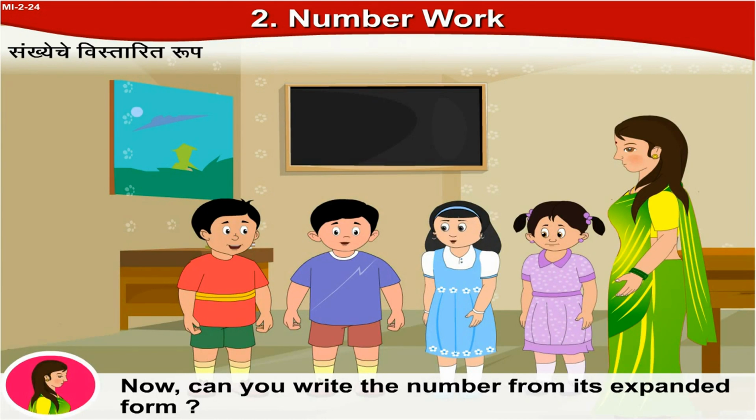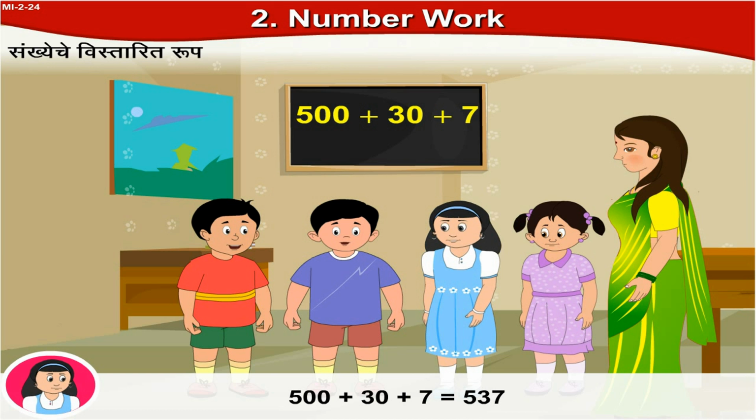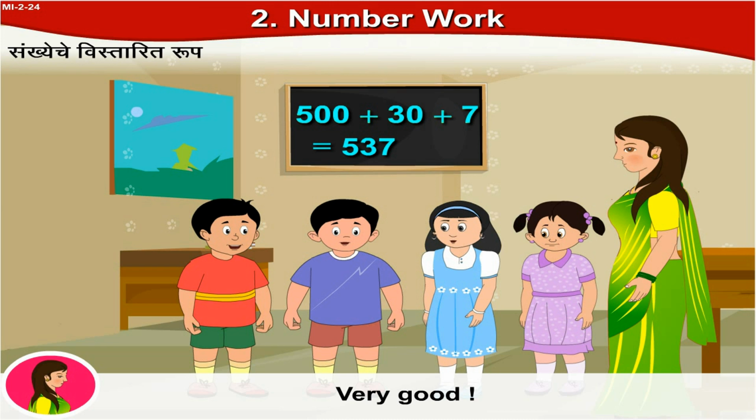Now kids, I have given you so many examples. Well, can you write the number from its expanded form? Take 500 plus 30 plus 7. This is the expanded form of a number. I'll try. 500 plus 30 plus 7 is equal to 537. Very good, Salma.